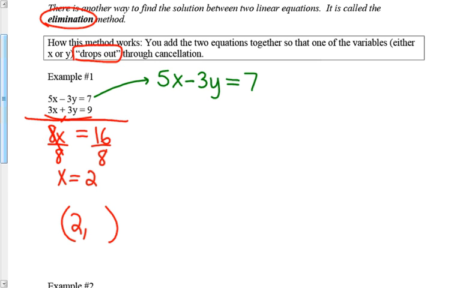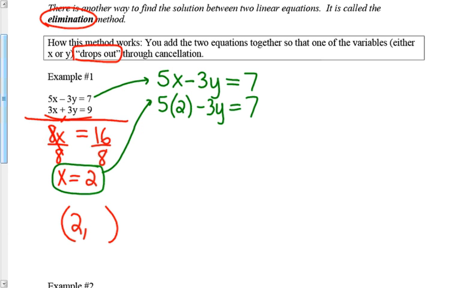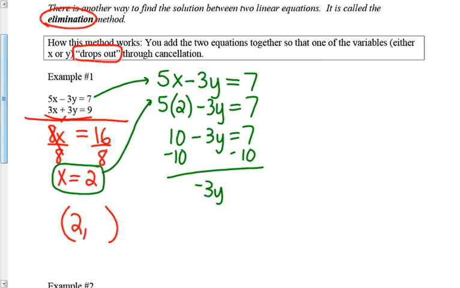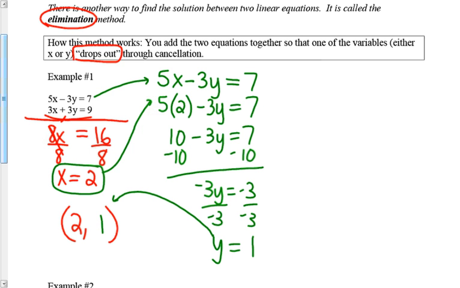And now I'm going to substitute in my x equals 2. So I'm going to come up here and say 5 times 2 minus 3y equals 7. So 10 minus 3y equals 7. Subtract 10 from both sides, and you get negative 3y equals negative 3. Divide each side by negative 3, and now I know that my y is 1. So now I can go back over here and plug in that y is 1. 2, 1 is my answer.